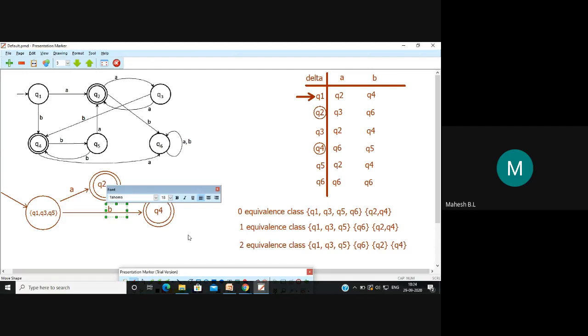Next, we will consider Q2 and Q4. Q2 on A transitions to Q3. Q3 means the set which contains Q3.